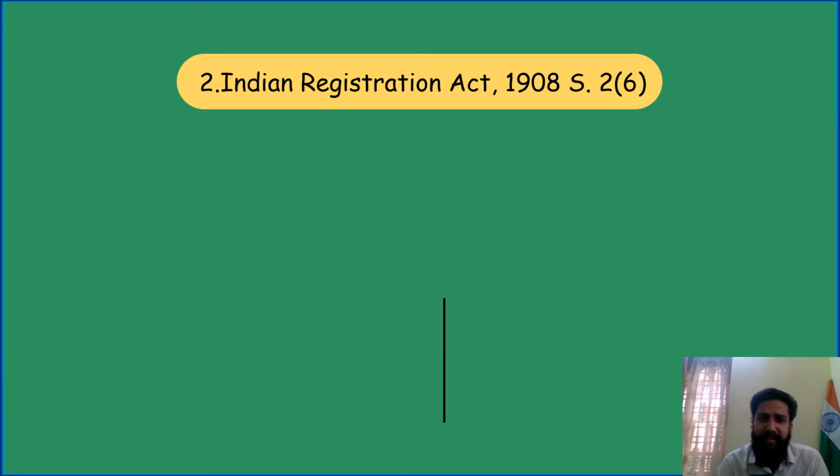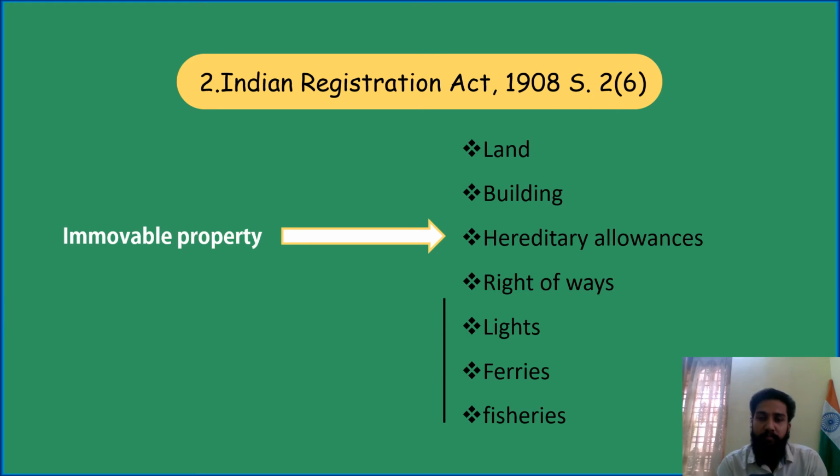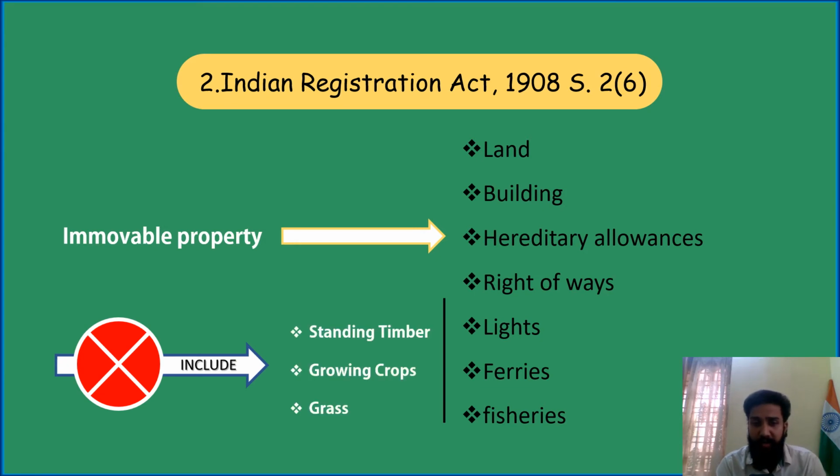We are also looking at the Indian Registration Act, because the Transfer of Property Act tells you what is not immovable property. But when you look at the Indian Registration Act, 1908, Section 2(6), it tells you what is an immovable property. So land, buildings, hereditary allowances that you get from ancestors, rights of way, lights, ferries, fisheries, all come under immovable property. But it does not include standing timber, growing crops and grass.